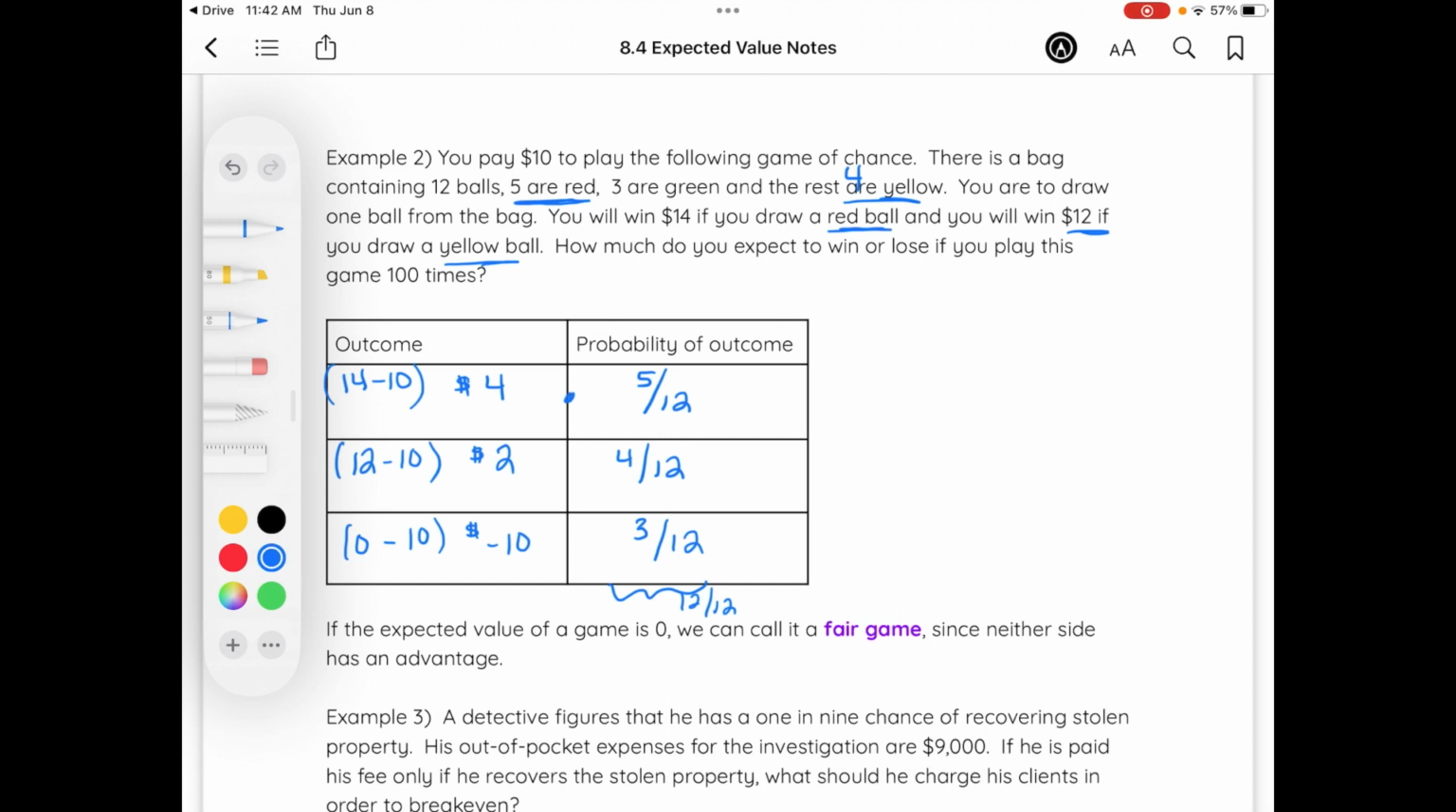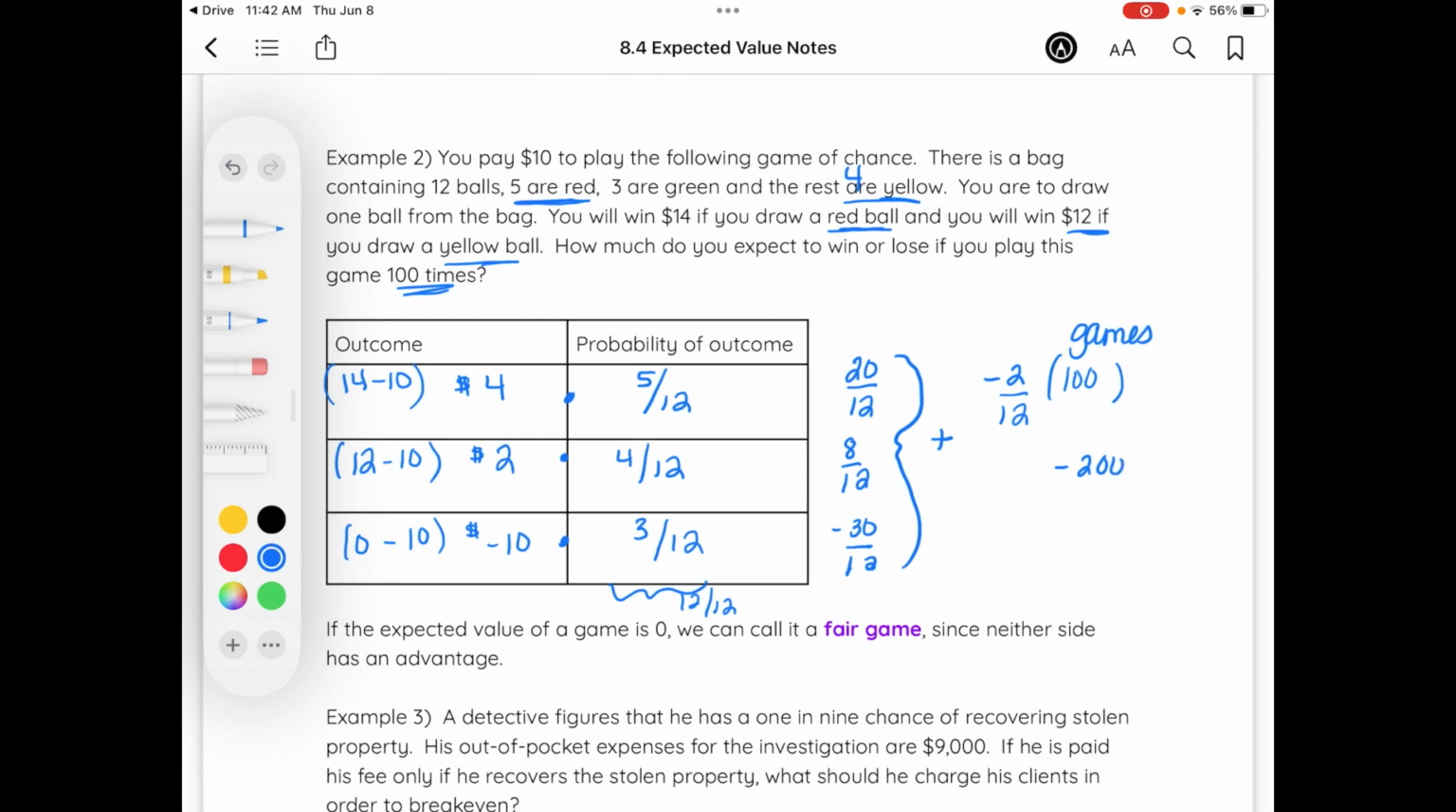We'll go ahead and multiply, giving us 20 twelfths, 8 twelfths, and negative 30 twelfths. When we add all of these together, we have negative 2 twelfths, so a loss this time, but we're multiplying this by 100 games. So if we were to do this 100 times, what would we expect?